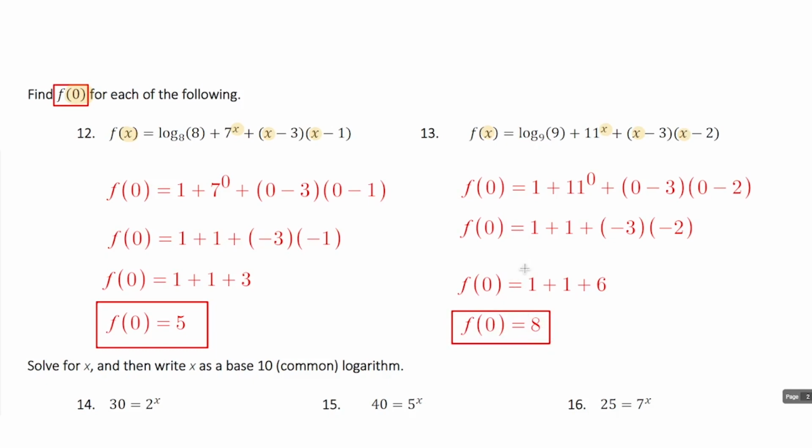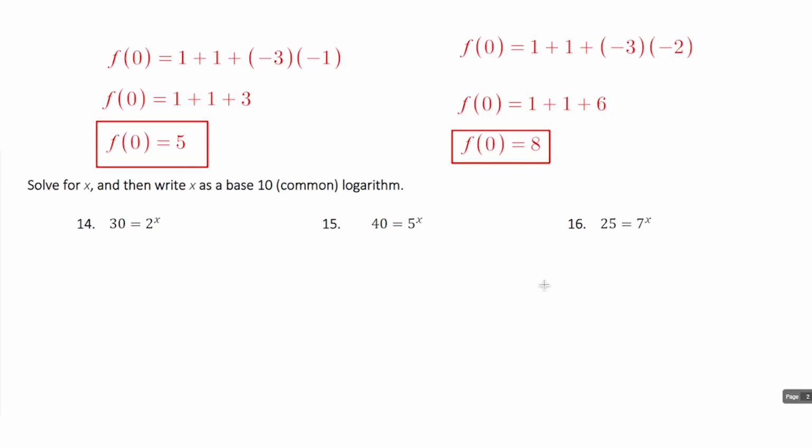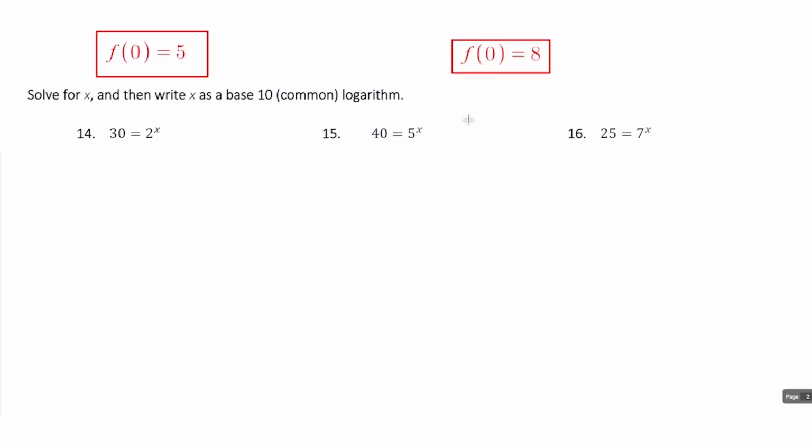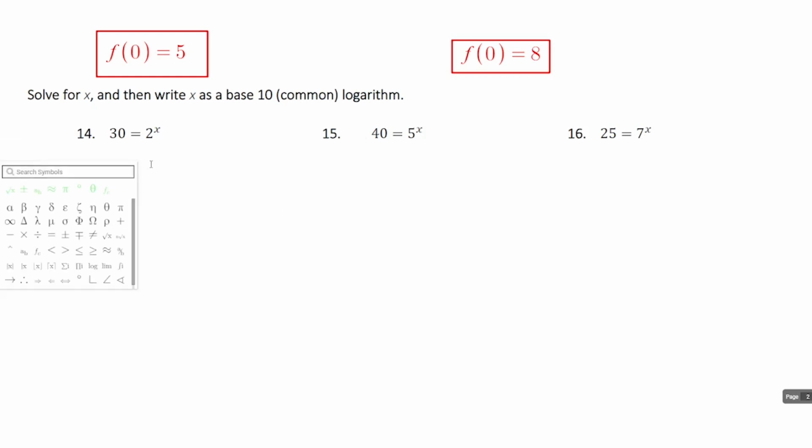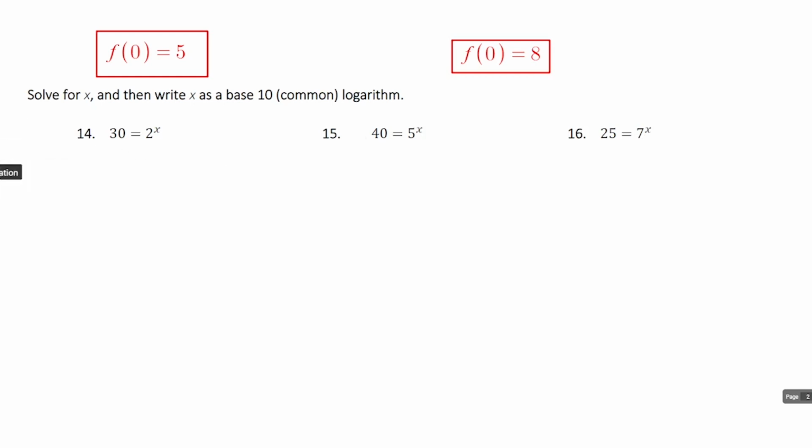And that takes us to our last section here. Number 14 through 16. It says solve for x and then write x as a base 10 logarithm. So not only do we have to isolate x, but then we have to use the change of base formula to use the logarithm they're asking for. So let's start by just rewriting all these as logarithms. I'll work all 3 of these at the same time since they're all basically the same. So let's start by writing this as a logarithm.